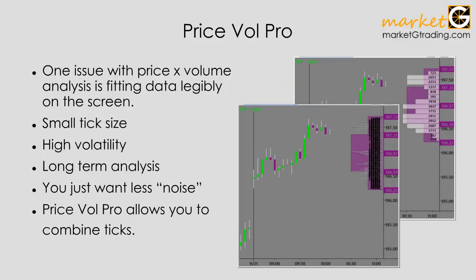With PriceVol Pro, you can combine ticks. So this is the same data period, but this is showing every price point as a separate entry, and this is showing 10 ticks per histogram bar and per text entry. It's a lot easier to read, huh?